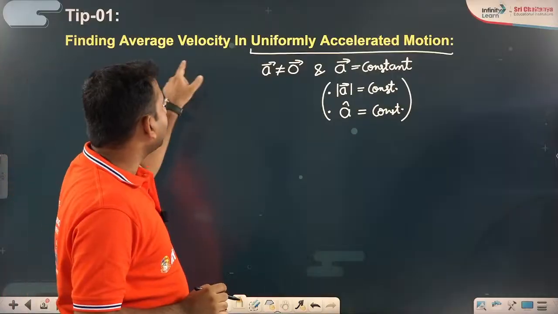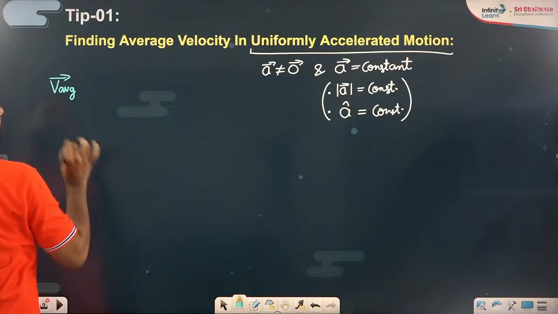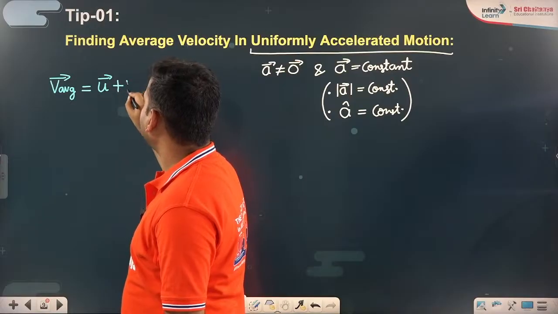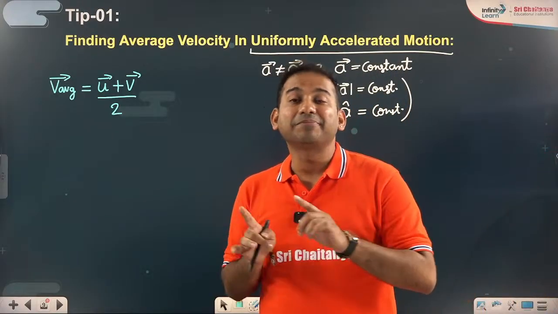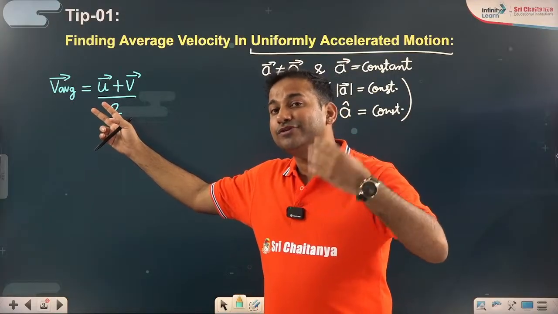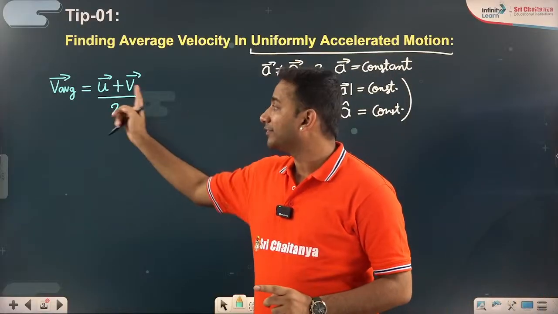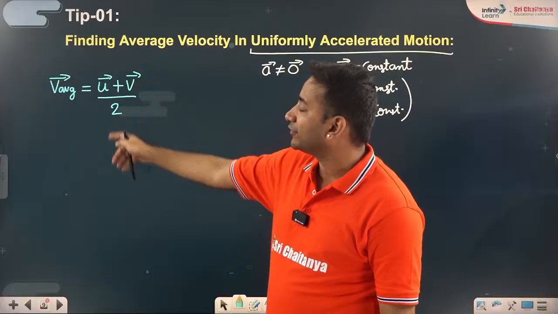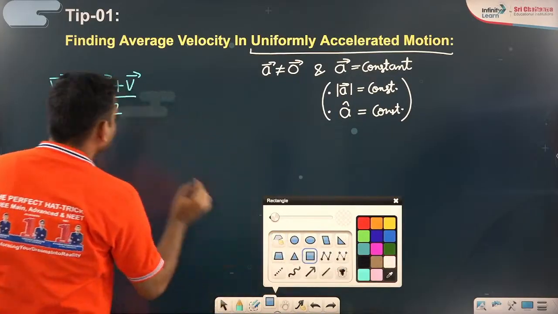Now, how to find the average velocity in uniformly accelerated motion? The tip is that V average is defined as, but this is only for uniformly accelerated motion, meaning the acceleration must be constant, u vector plus v vector by 2. That means average velocity is given by the average of the initial and final velocities. What is the language? In the exam, they might not ask the four options in terms of expressions, but they may ask the four options in terms of language. So you need to have a good command of the language also. The language is: average velocity is given by the average of initial and final velocities, but this is only applicable for uniformly accelerated motion.